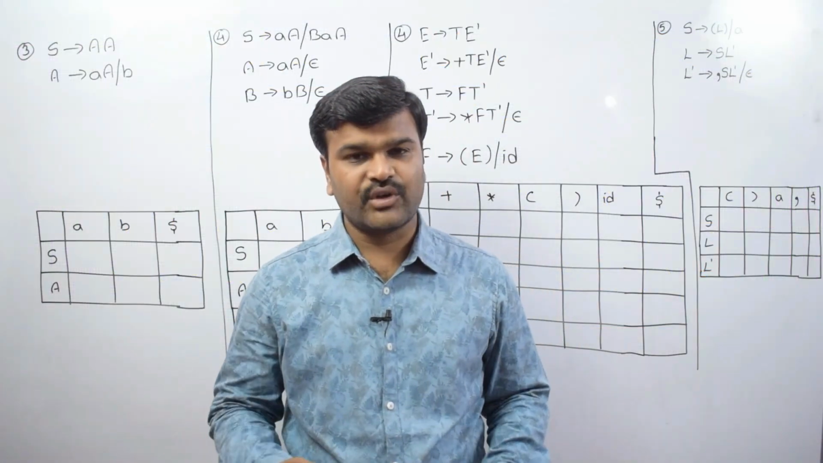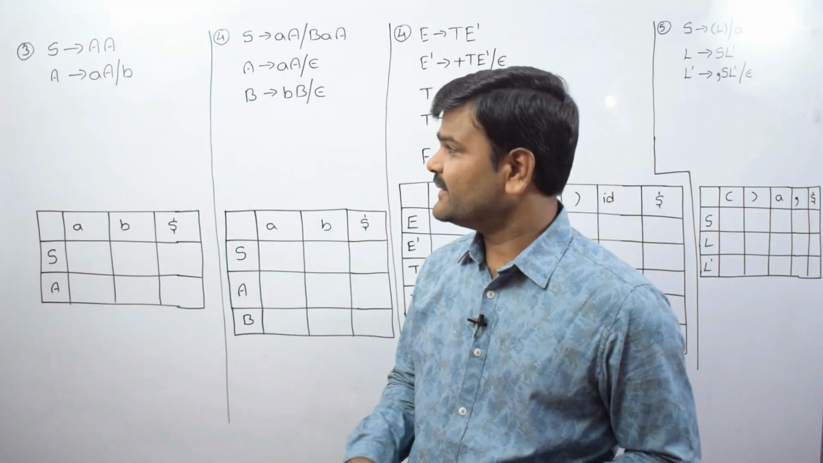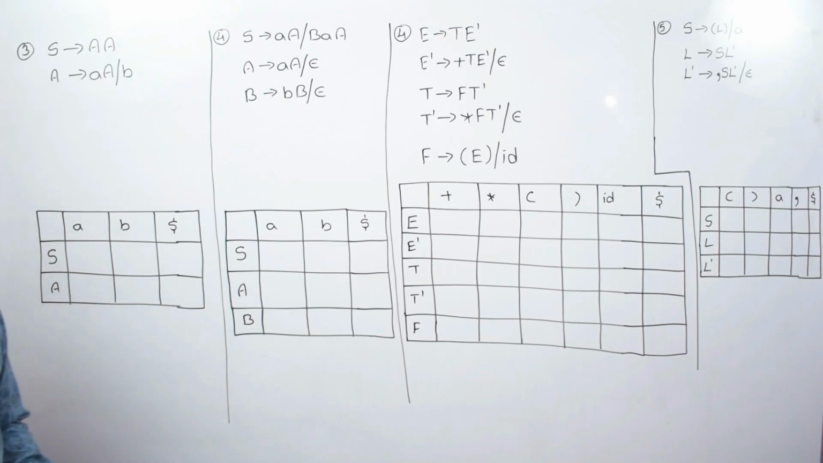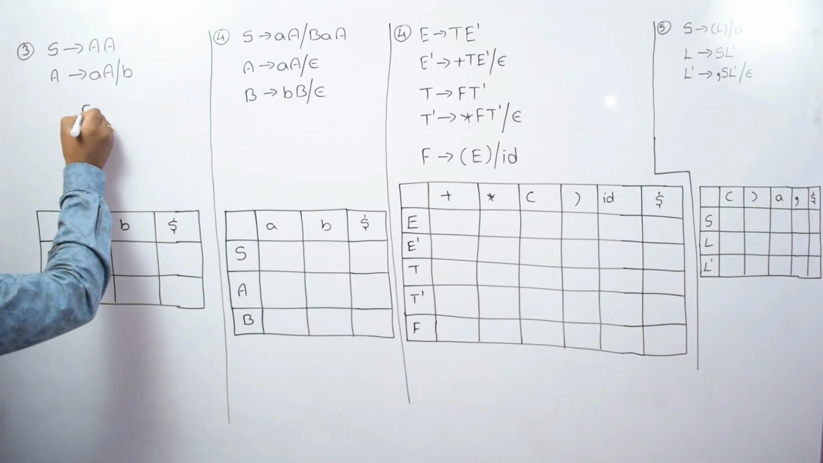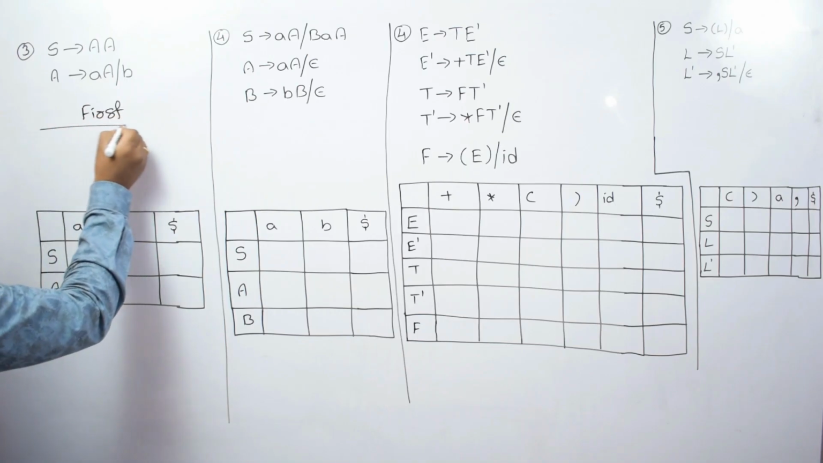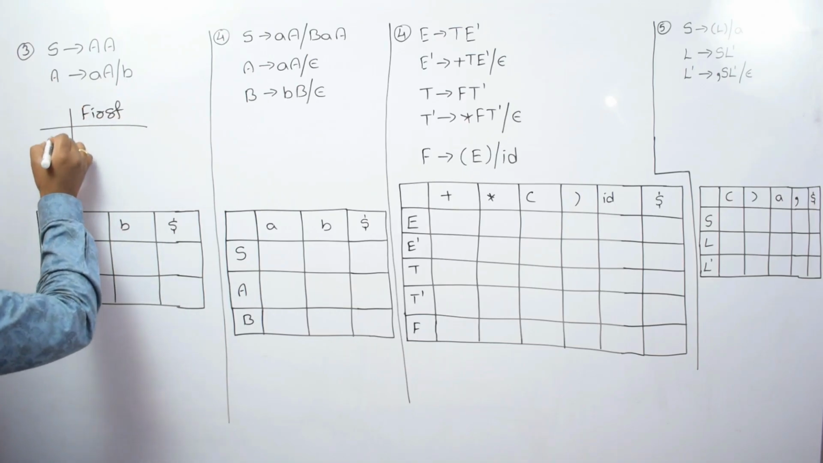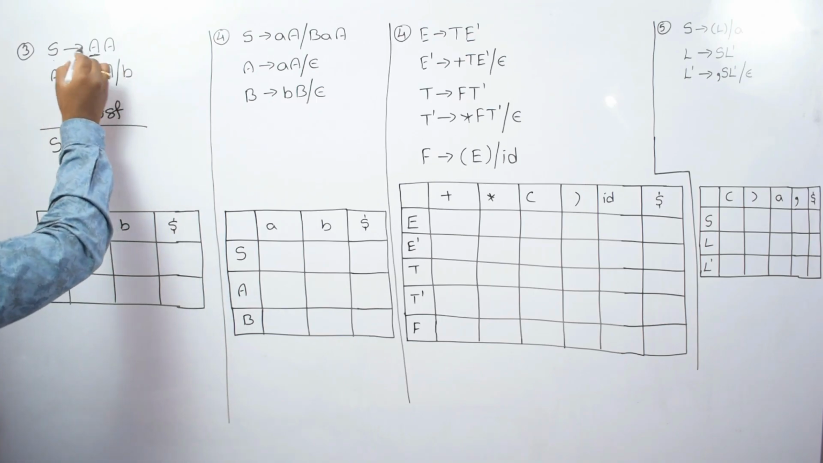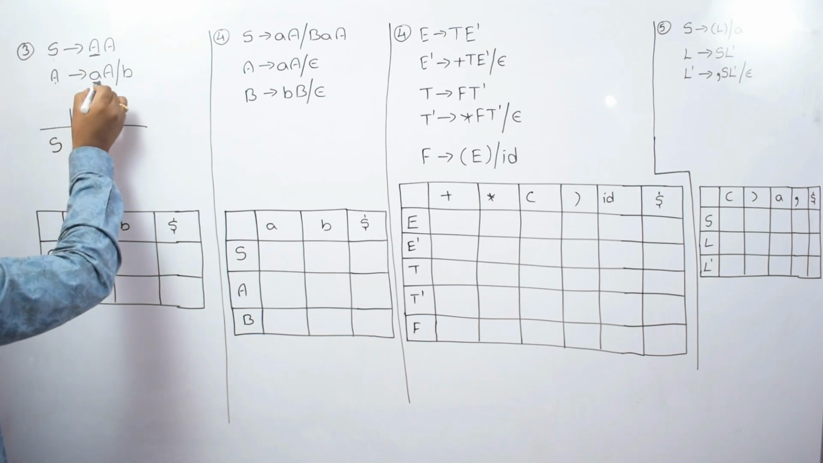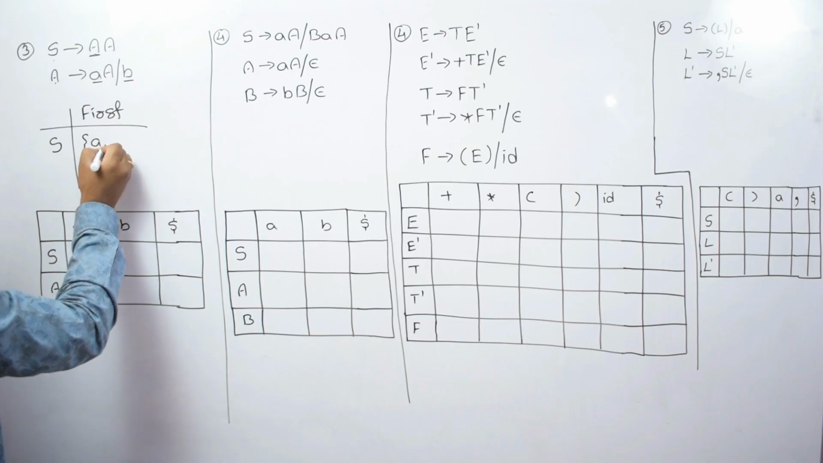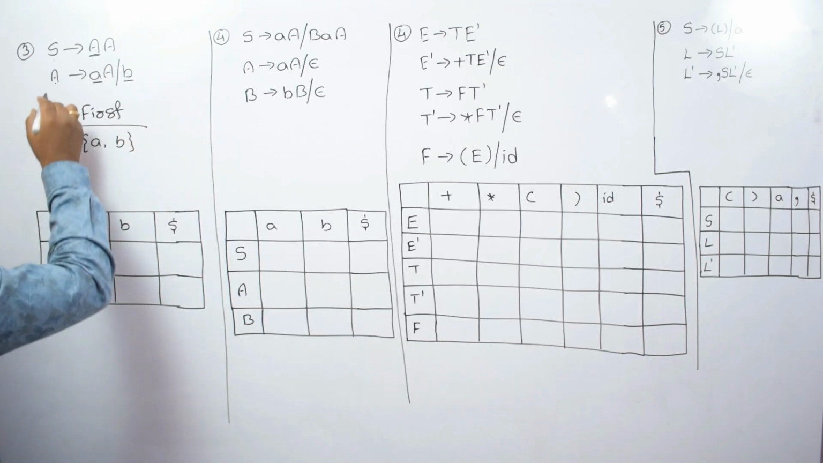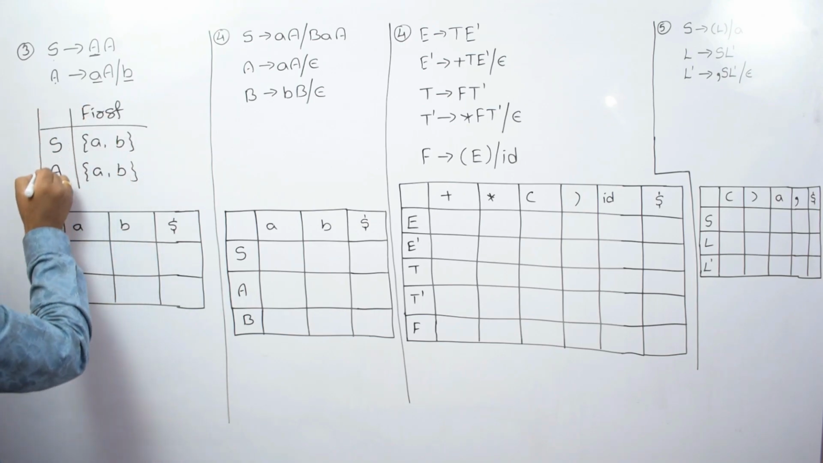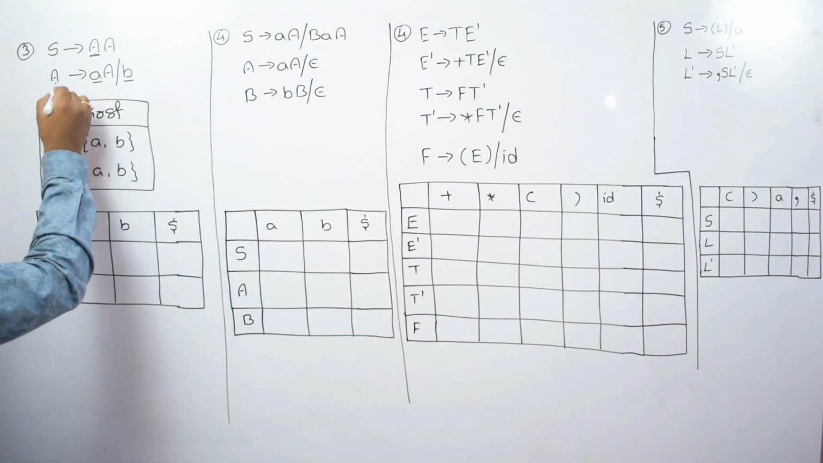So now let us see some more examples to get a good practice. Okay. So if you take this example, as usual, first of all we have to find out first of every non-terminal, for example S. So first of S is what? Here A is there, so first of A will become first of S. So first of A is what? A and B. Okay. Then first of A is again A and B. Okay. So this is the first table for this given grammar.